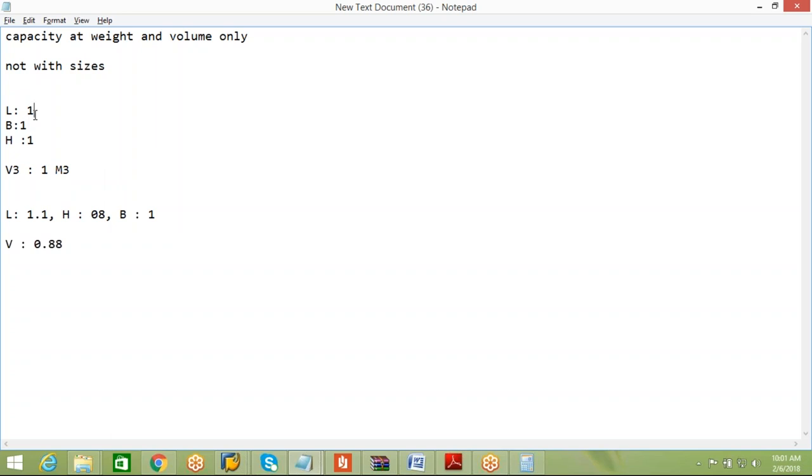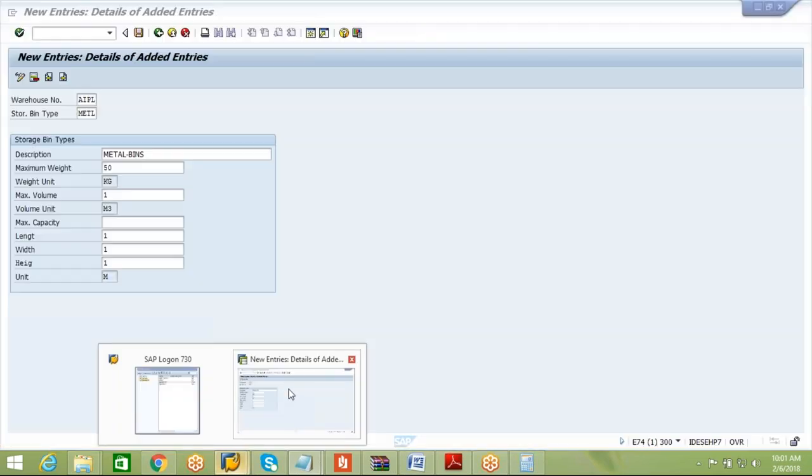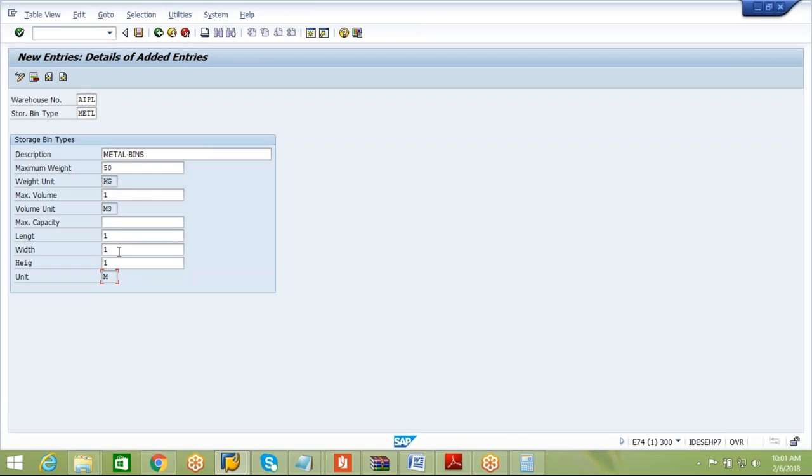They are using only weight and volume capacities. They are giving provision, but volume wise this is less than this, but we cannot keep this product into this bin. Why? Because length is 1.1 is there. Here permissible length is only 1. Okay, this thing is there. These are not useful for us.